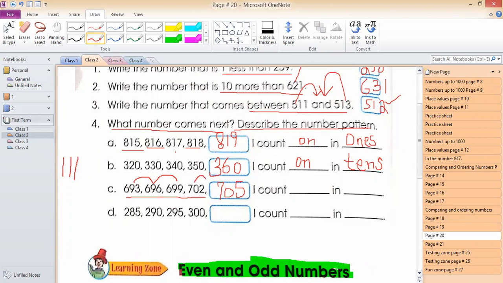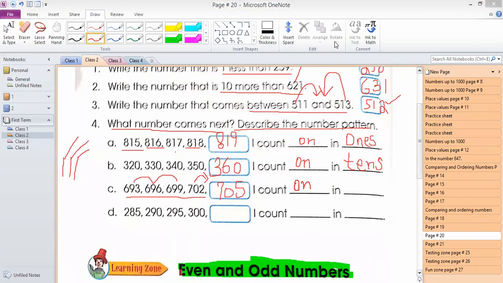So in order to find the next number, I will count after 702. 703, 704, and 705. So this is the correct answer, 705. So here I am counting on in, yes guys.